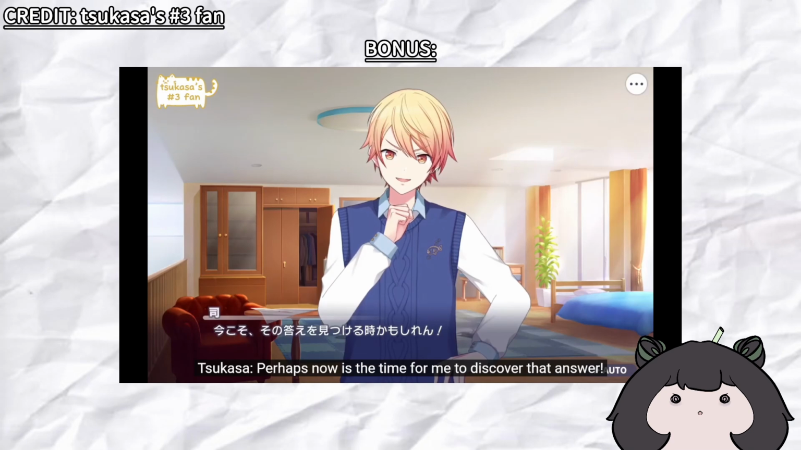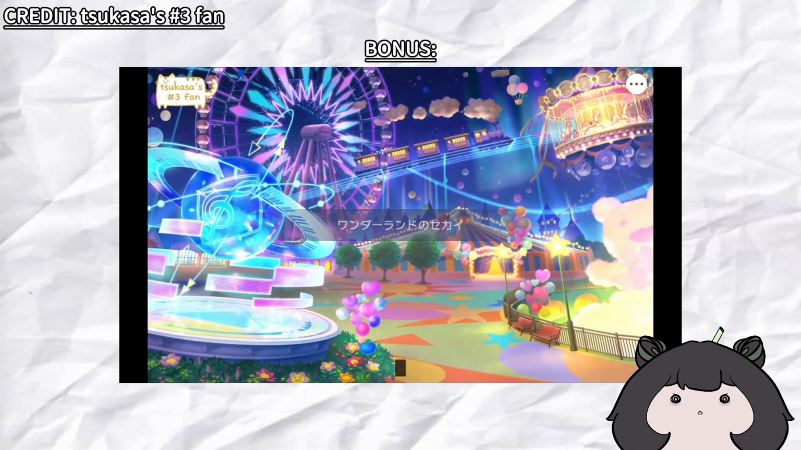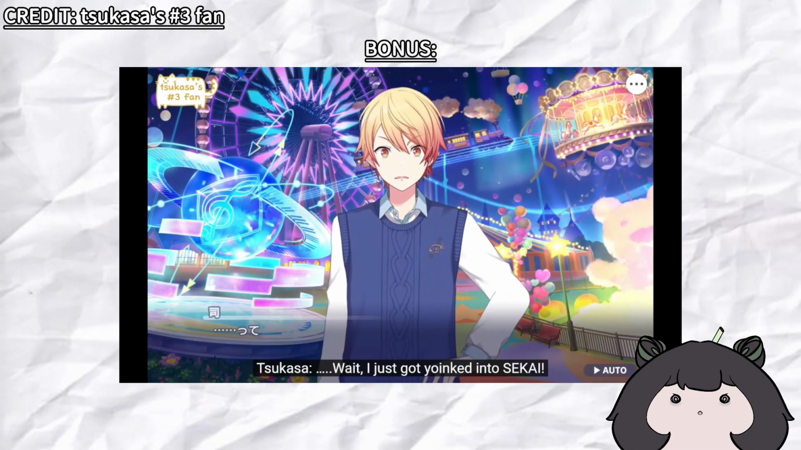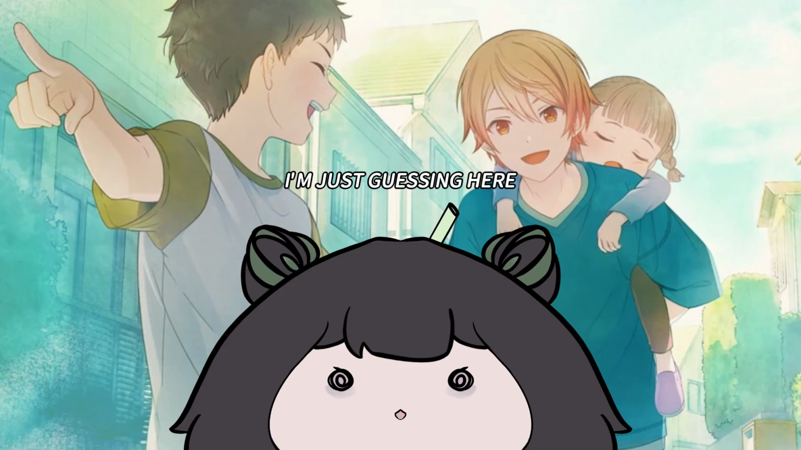Some bonus evidence would be that it seems right as Tsukasa is inspired to understand the ending of the book, the Sekai flashes and pulls him in. So now we know why Tsukasa's fragment Sekai is the way that it is. It's because it was born out of his emotion, his sudden emotion of being inspired to figure out the book's ending. At least that's my opinion.